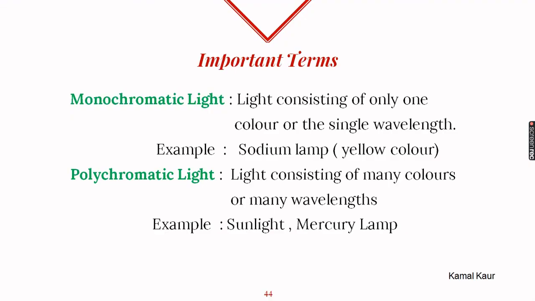Now let's see a few important terms. First is monochromatic light. Now we know that white light is made up of 7 different colors of different wavelengths. But if we have light of a single wavelength, that will be called monochromatic light. And a sodium lamp gives us yellow colored light, which is monochromatic. Polychromatic light is that light which has many wavelengths or many colors. Examples are sunlight and the mercury lamp.